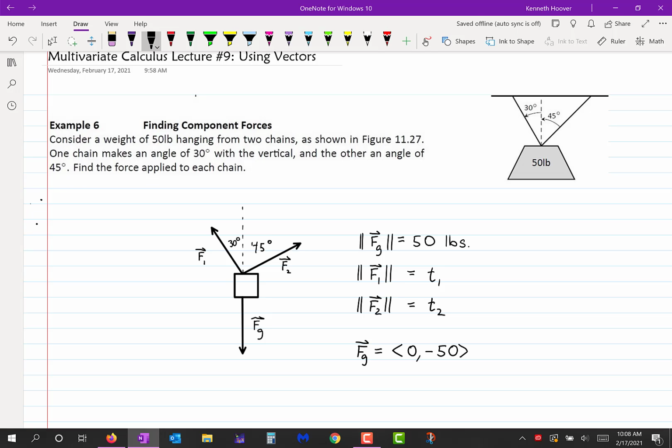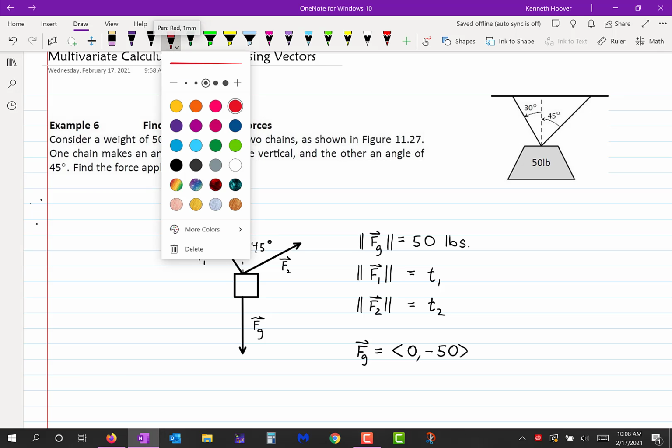What about the force of tension that's pulling up 35 degrees left of vertical? Okay, that one's a little bit harder. Here's what we're going to do. Let's decompose that into a vertical and horizontal vector. Okay, so watch what I do here.